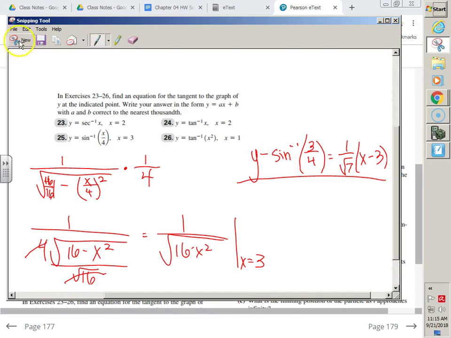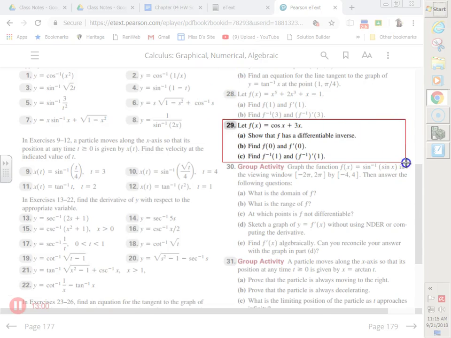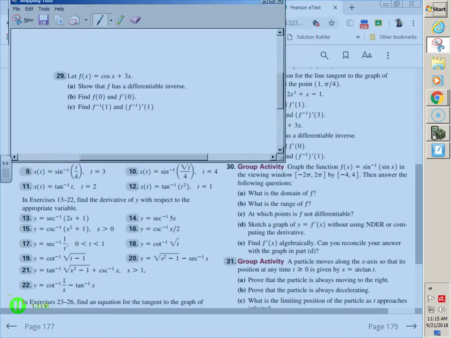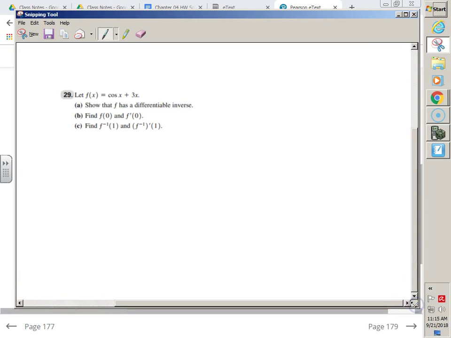Number 29, they gave us a linear combination of cosine and 3x. Find f inverse of 1 and f inverse prime of 1. But why are they having you find this? Because you can't plug 1 into, well, what am I talking about? If you're trying to find that derivative, that'd be 1 over f prime of f inverse. I need more than the 1. I need f inverse of 1. So they're really just having you solve the pieces you need for the derivative.